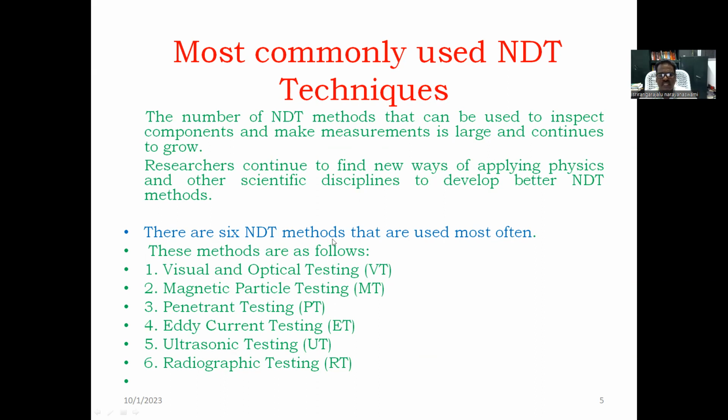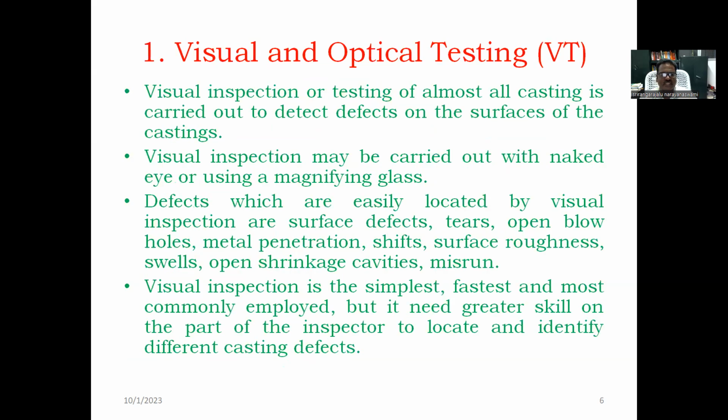There are 6 NDT methods that are used most often. These methods are as follows: visual and optical testing, VT; magnetic particle testing, MT; penetrant testing, PT; eddy current testing, ET; ultrasonic testing, UT; radiographic testing, RT. Like that, there are 6 basic NDT methods.